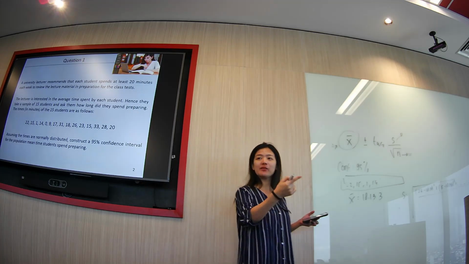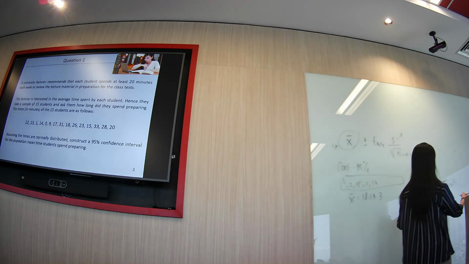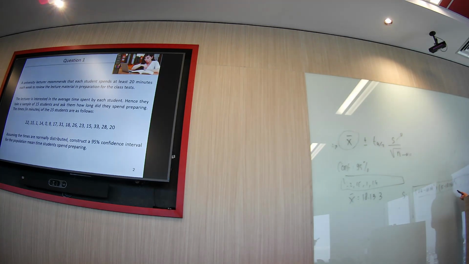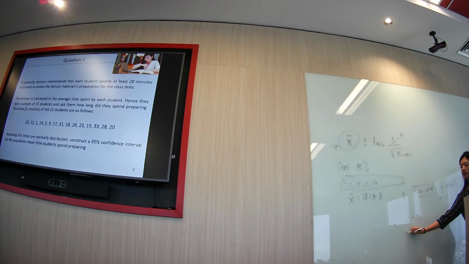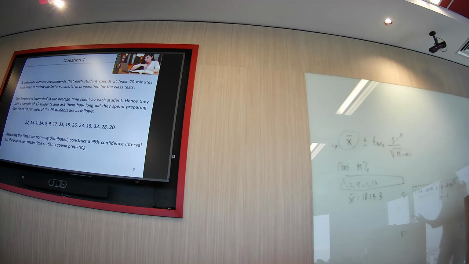Maybe some of you can finish it. 20 minus the mean, you do that up to number 20. So 22 minus the mean, and so on, then divide by n minus 1, not up to n, because this is a sample. If it's a sample you need n minus 1, but if from a population, just n. So it will be 15 minus 1.